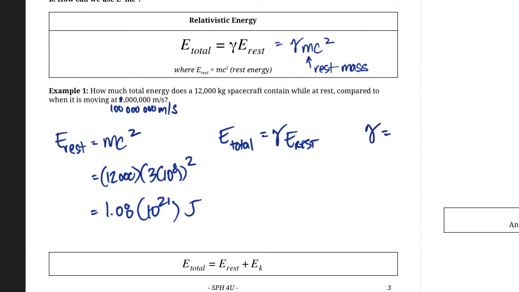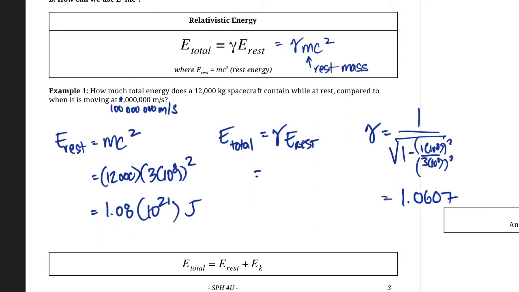Gamma in this question, we can calculate, is 1 over the square root of 1 minus 1 times 10 to the 8th over 3 times 10 to the 8th, and I got to square those things. Don't forget always to square. It's easy to forget. So if you do that calculation, you get 1.06. I'll carry a few more extra decimal places here just to make sure we're good. 1.0607 for the gamma factor.